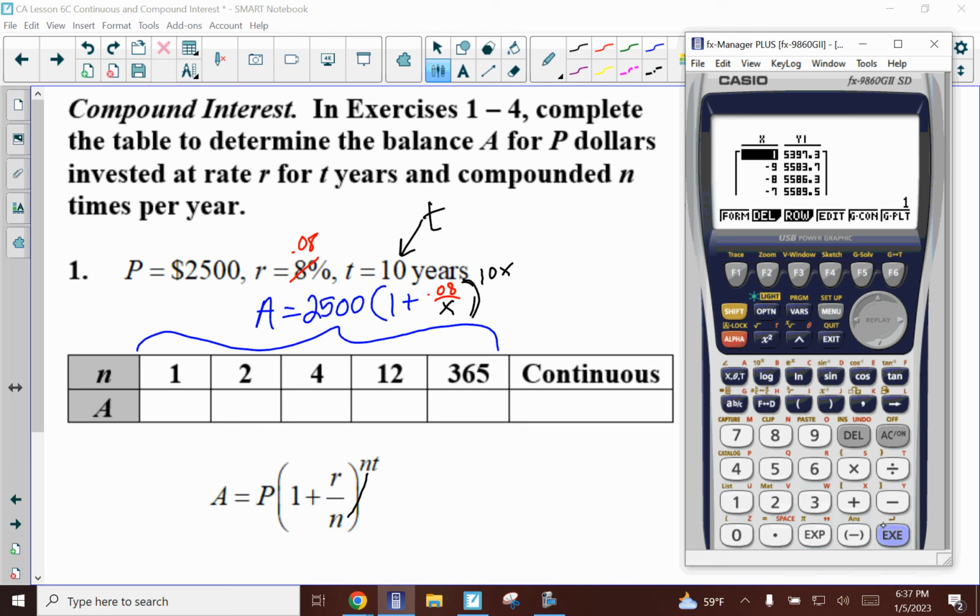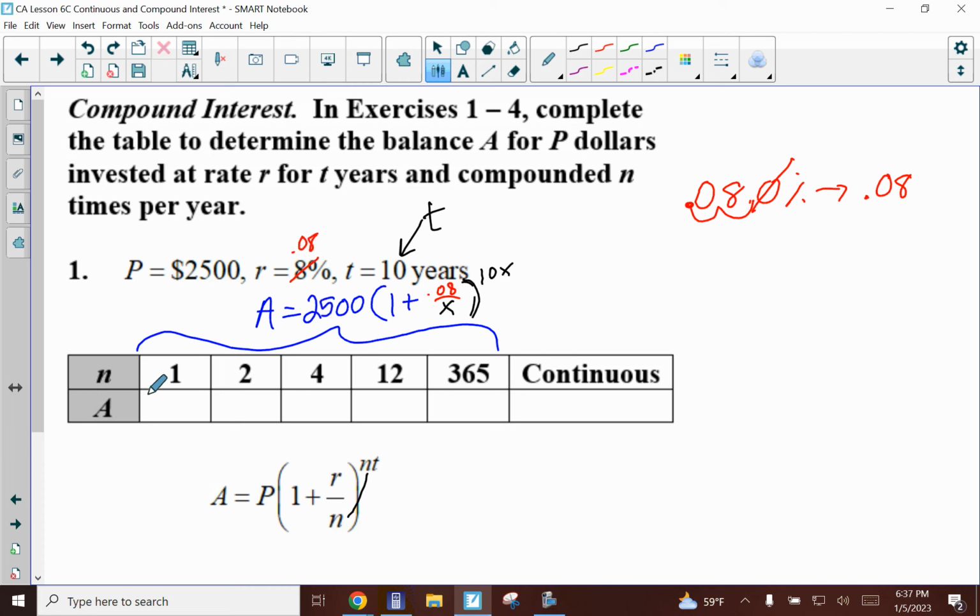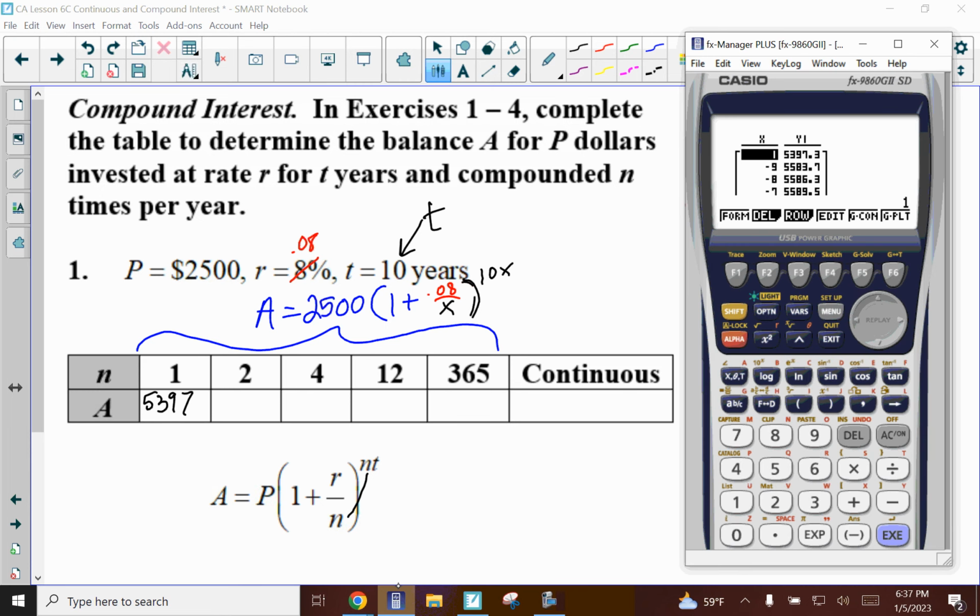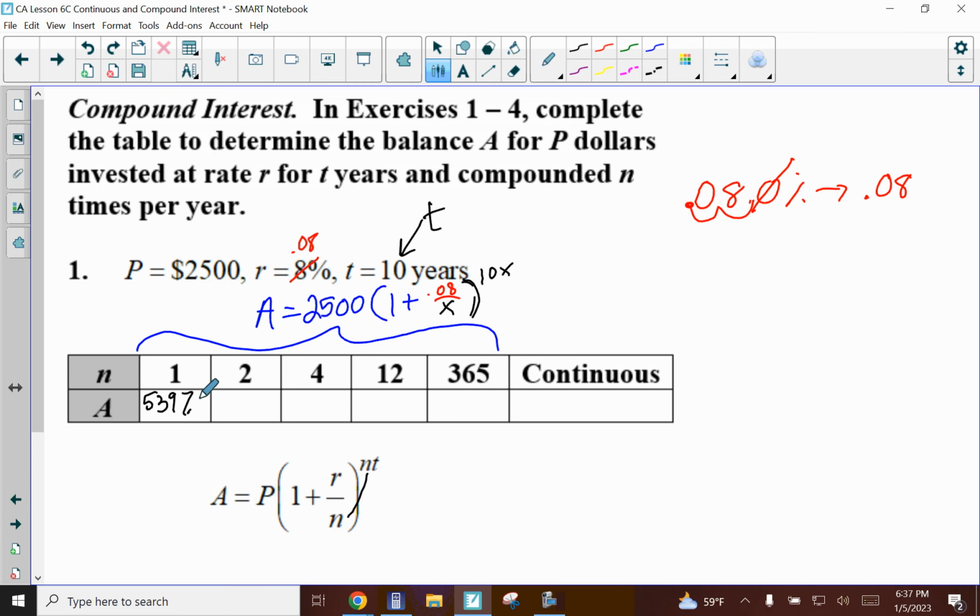So that means that if I put in $2,500 at 8% for 10 years and they compound it one time, then that account is now going to have $5,397. And remember, this is money. So 0.3 is actually 30 cents. So this will be 0.30. So we started off with 2,500, and then we ended up after 10 years with $5,397, which is a pretty sick deal considering you don't have to do any work. All you got to do is put the money in there and let it work for you.